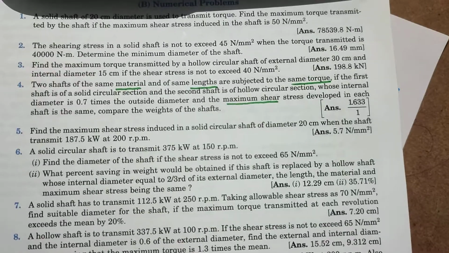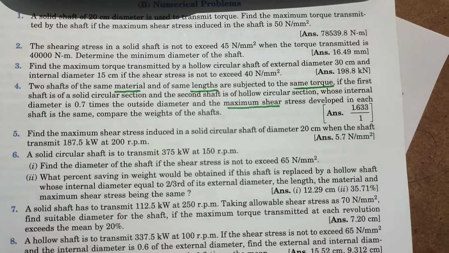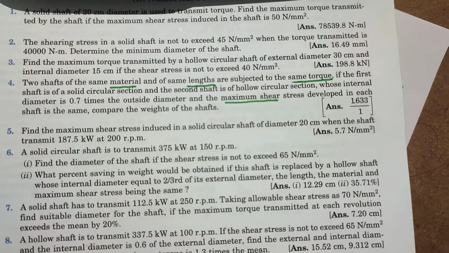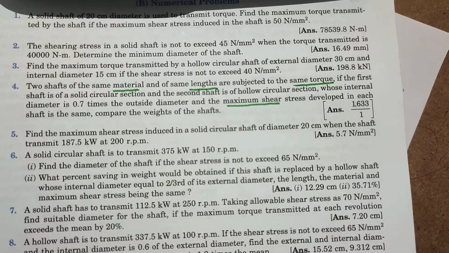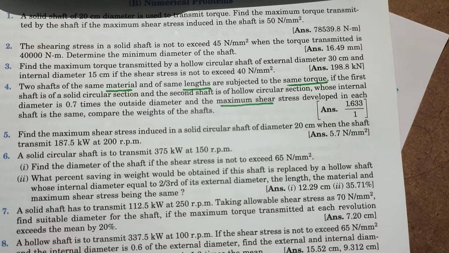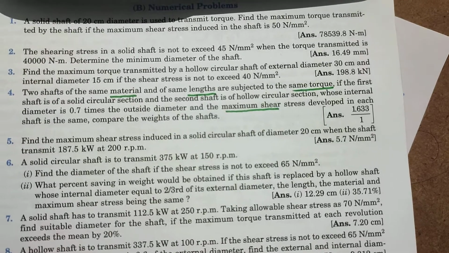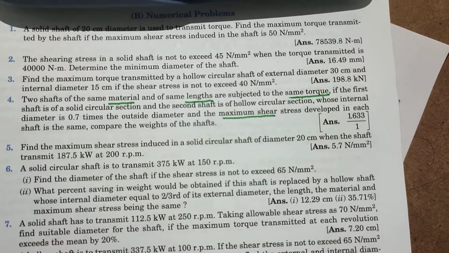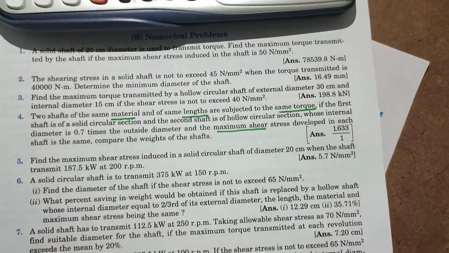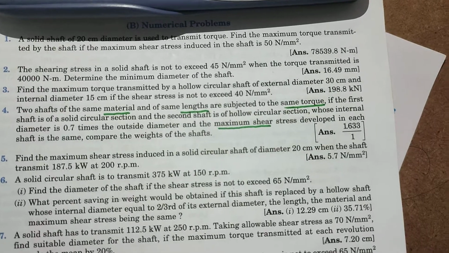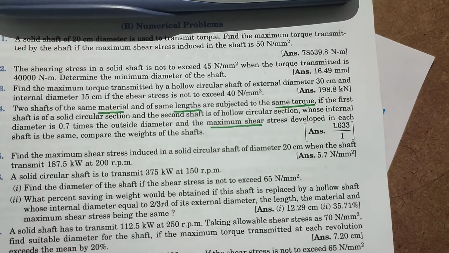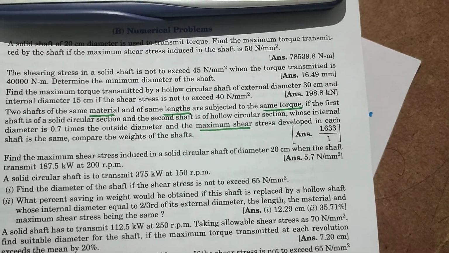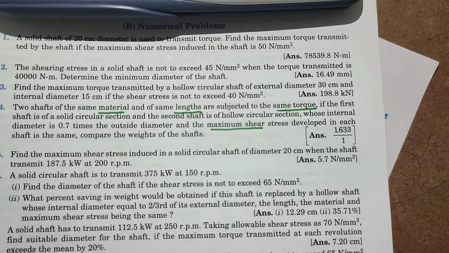Observe this fourth question in the exercise. Two shafts of the same material and of same length are subjected to the same torque. If the first shaft is of a solid circular cross section and the second shaft is of hollow circular section whose internal diameter is 0.7 times the outside diameter, and the maximum shear stress developed in the shafts is the same, compare the weights of the shafts.